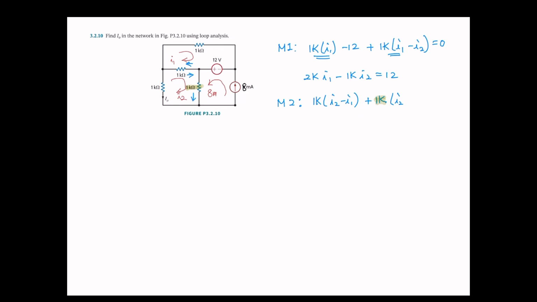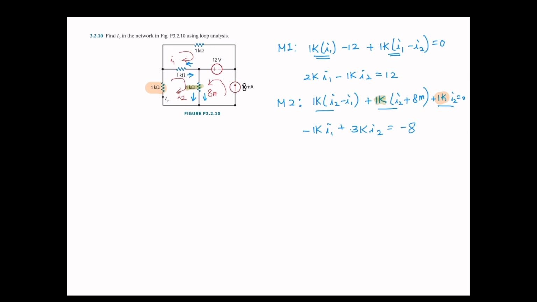I sub 2 is going down and 8 milliamps going down, therefore it has to be positive, and plus 1K times I sub 2 equals 0. The 1K is this 1K. So we have negative 1K I sub 1 plus 1K I sub 2, 1K I sub 2, 1K I sub 2. So we have a 3K I sub 2, 1K times 8 milli, which is 8. Move it over, negative 8.